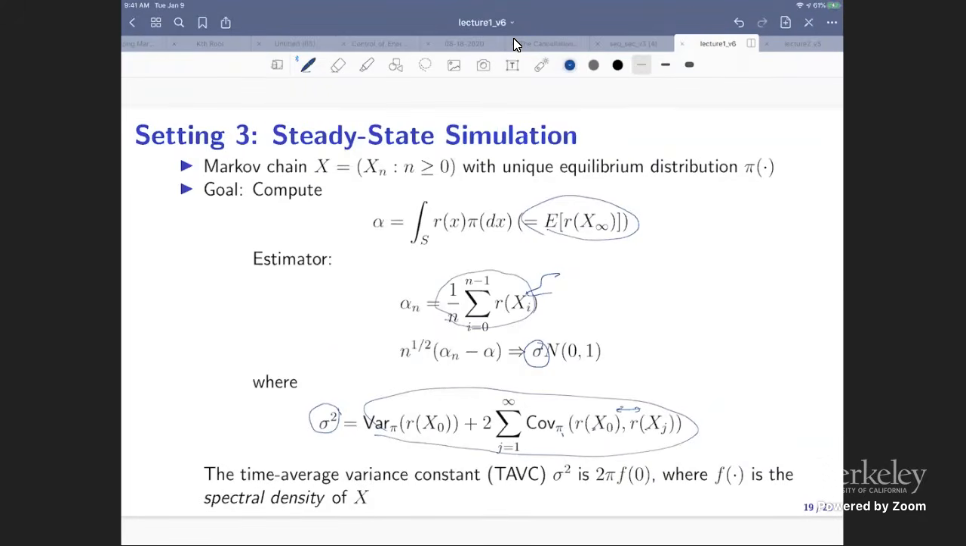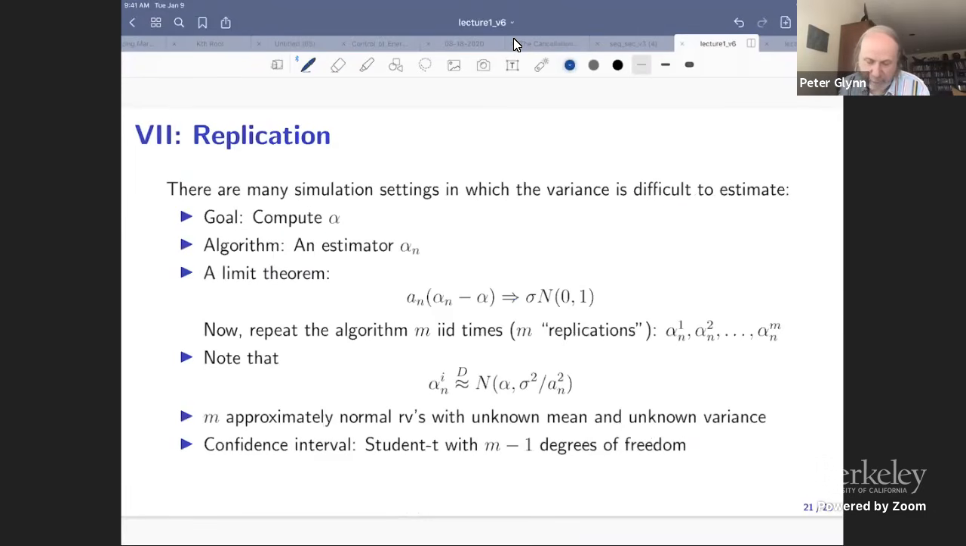Okay, so let me come back to this replication method. This is a method that can be used in lots of settings in which you know that there's a limit theorem in which the limit random variable is normally distributed with mean 0 and potentially some complicated covariance structure or variance structure. So again, the key thing is the right-hand side is normal with mean 0. So if you have that, then here's one thing you can do.